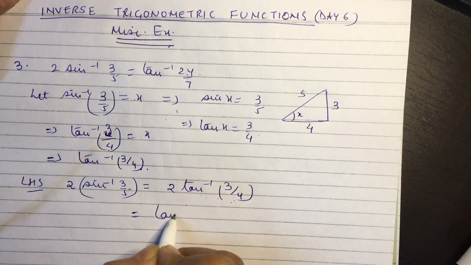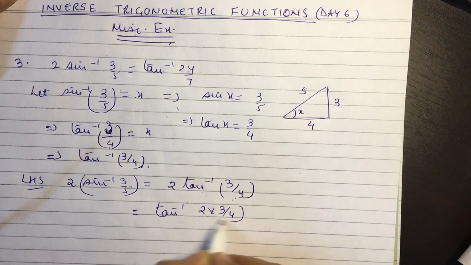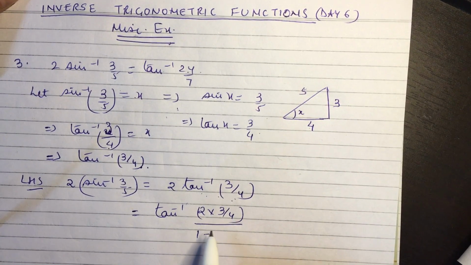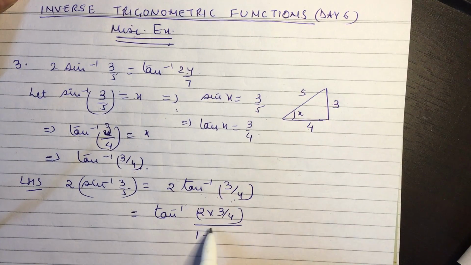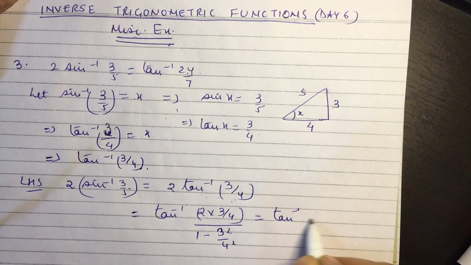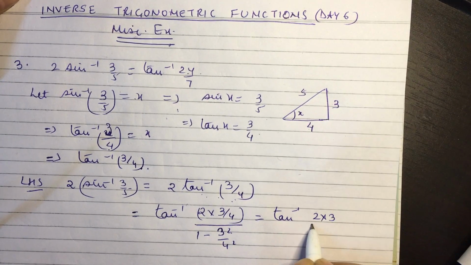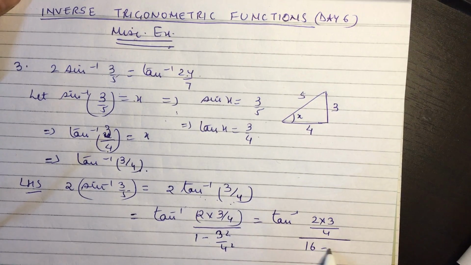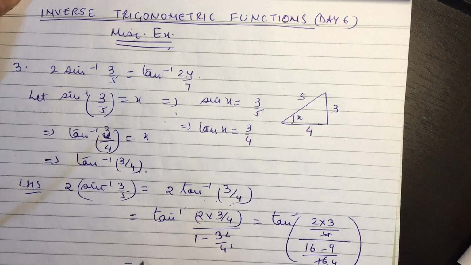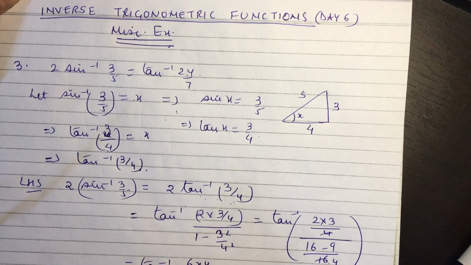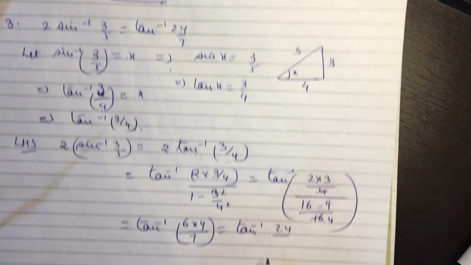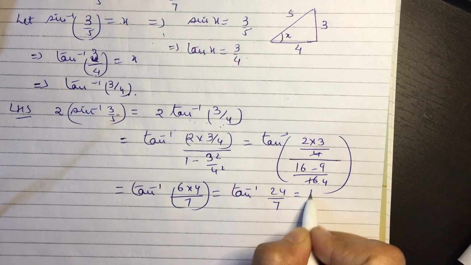So you will be writing it as tan inverse 2 into 3 by 4 upon 1 minus 3 square over 4 square, which becomes tan inverse 2 into 3 upon 4 upon 16 minus 9 over 16, and this gives us tan inverse 6 into 4 over 7, which is tan inverse 24 by 7, which is the right hand side.